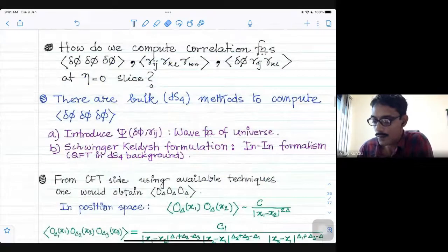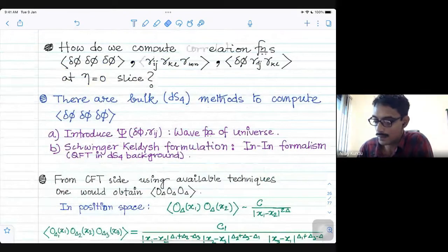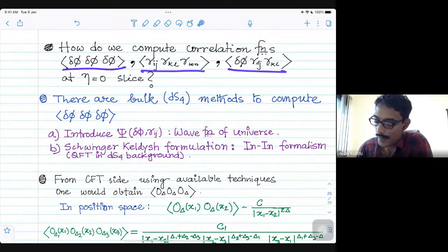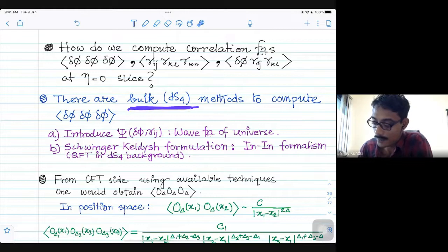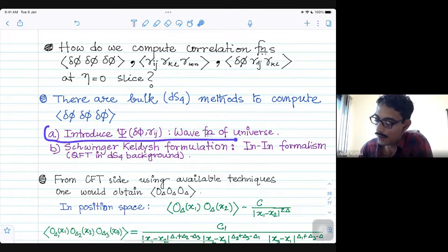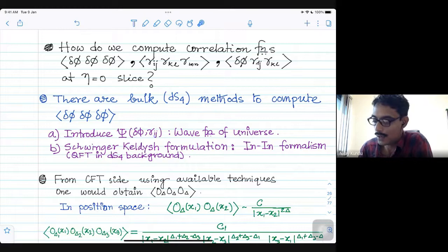So the question is, how would we compute these correlation functions at this eta equals 0 slice? There are two methods available, which are bulk or de Sitter methods. One of them is something called the wavefunction of the universe. We will introduce this as we go along, and from there we compute these correlation functions.